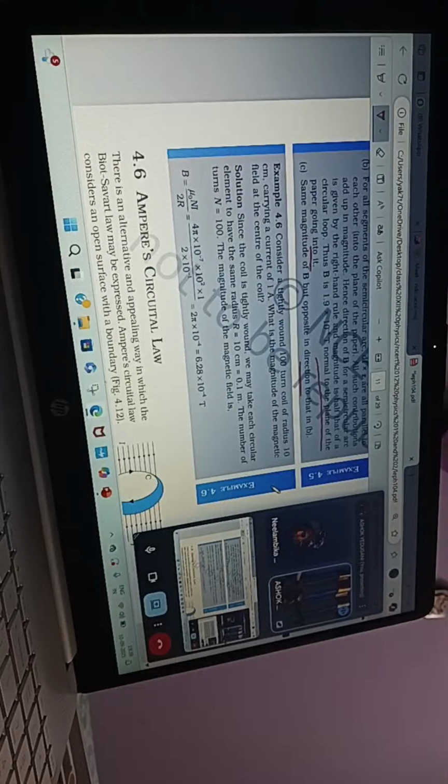Next question. Read the question. Consider a tightly wound 100-turn coil of radius 10 centimeter carrying current of 1 ampere. What is the magnitude of magnetic field at the center of the coil?